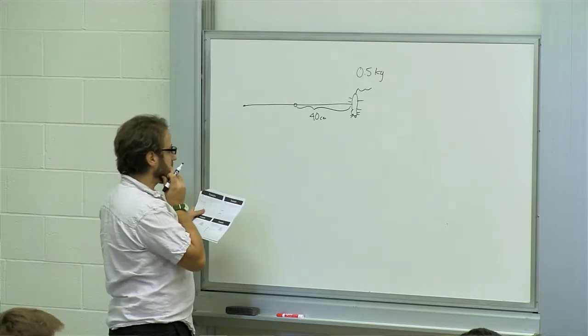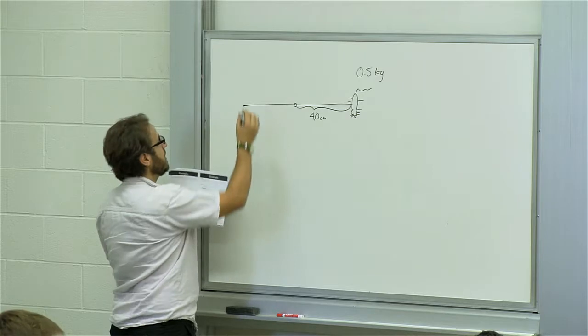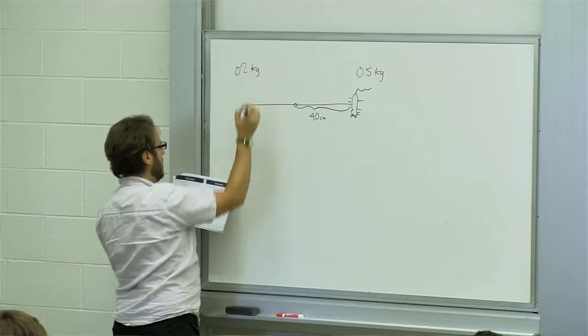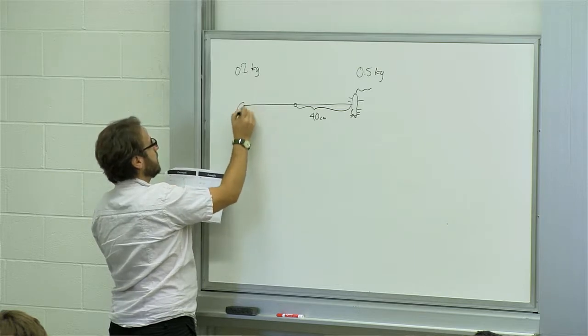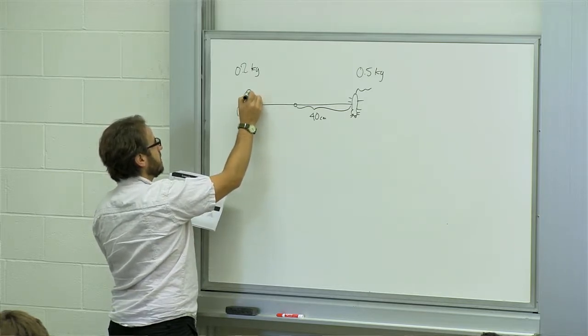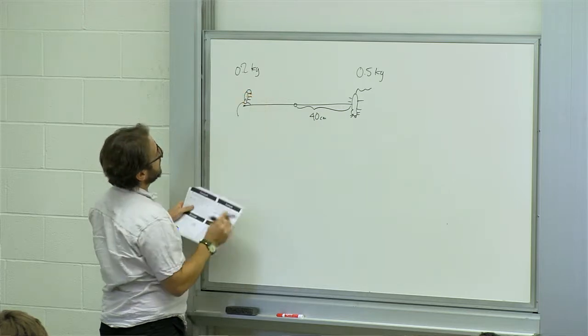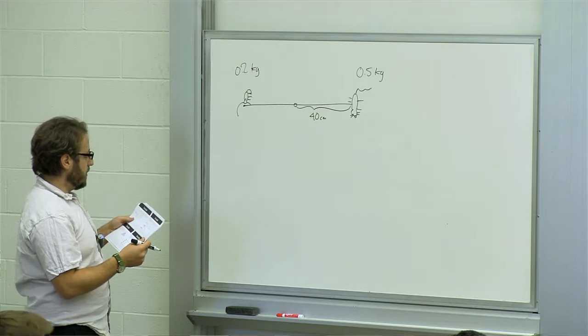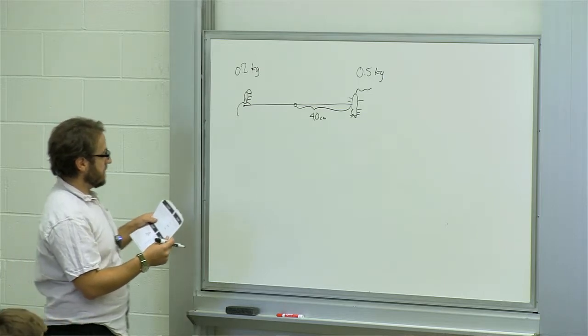All right. And on the other side is a 0.2 kilogram mouse. Okay, so apparently a mouse is smaller than a... Oh my God. All right. It looks more like an ant. Okay, anyway, a 0.2 kilogram mouse on the other side, okay?